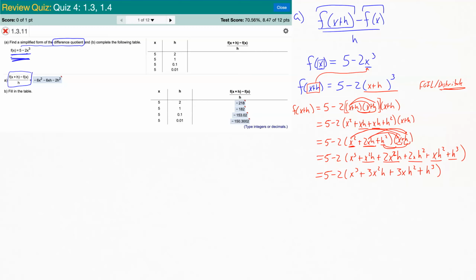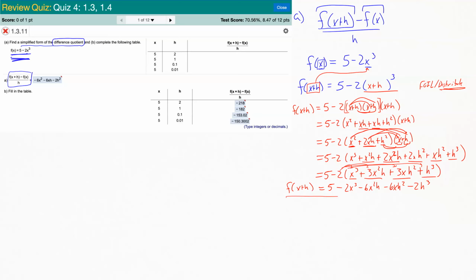And the last move here is going to be to take this negative 2 into each one of these pieces. So we end up with 5 minus, and then 2 times x cubed gets us negative 2x cubed. Negative 2 times 3x squared h gets us negative 6x squared h. Negative 2 times 3xh squared gets us negative 6xh squared. And then negative 2 times h cubed gets us negative 2h cubed. And that is what our f of x plus h is equal to.